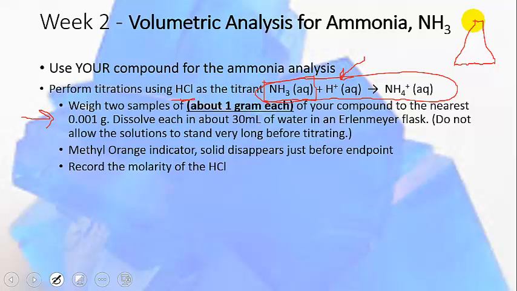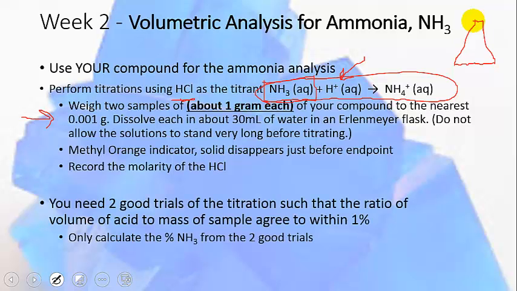It will be on the bottle that you use to fill up your burette. Make sure you write that down because you need it for your calculations. You need at least 2 good trials of the titration. Okay, how do you determine if they are good? Well, the ratio of the volume of the acid that you use.